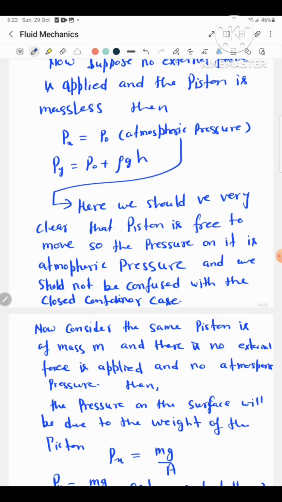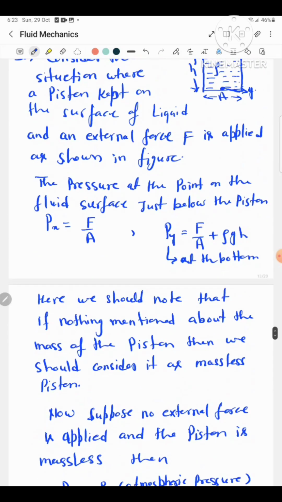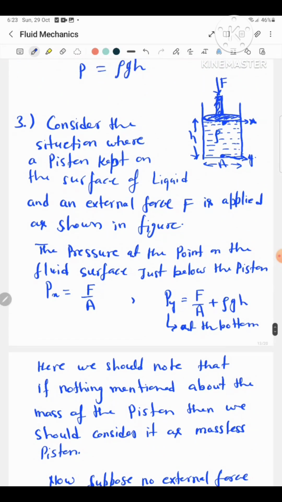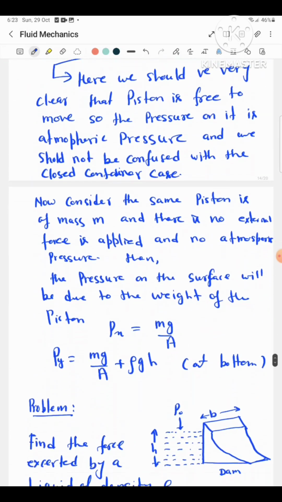Here we should be very clear that the piston is free to move, so the pressure on it is atmospheric pressure, and we should not be confused with the closed container case. If the piston is kept here and is free to move, then it should not be confused with the closed container, right?